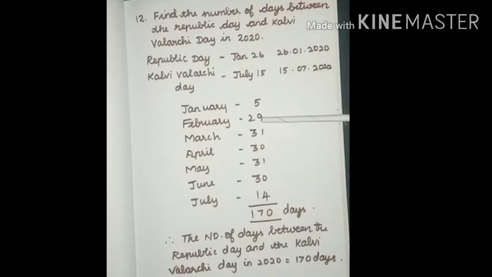And then February has 29 days because 2020 is a leap year. March 31, April 30, May 31, June 30 and July 14. Why have we taken July as 14 days? Yes, up to July 15 we have to find. So 1 to 14, that is 14 days we have to consider for July month. The total is 170 days. Therefore, the number of days between the Republic Day and the Kalvi Valarchi Day in 2020 is 170 days.